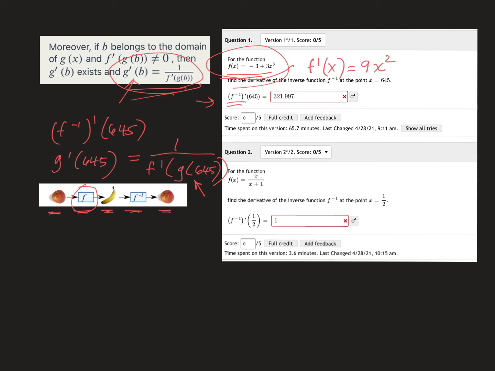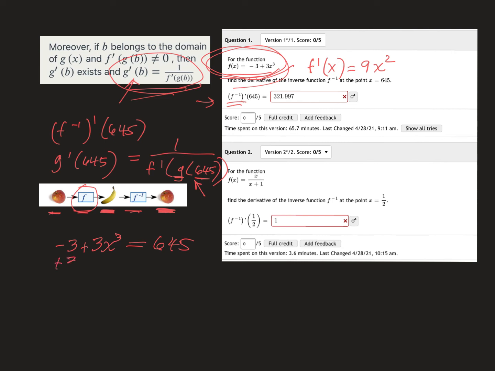So what does g of 645 represent? Okay, g is our inverse function, and the 645 is the banana. That was the y value that we would get out if we plugged in the initial x value. So our y value that we would get out, negative 3 plus 3x cubed, is 645, and we're trying to solve for what the apple is. This is our original function, negative 3 plus 3x cubed equals 645, and we want to find out what the x value is.